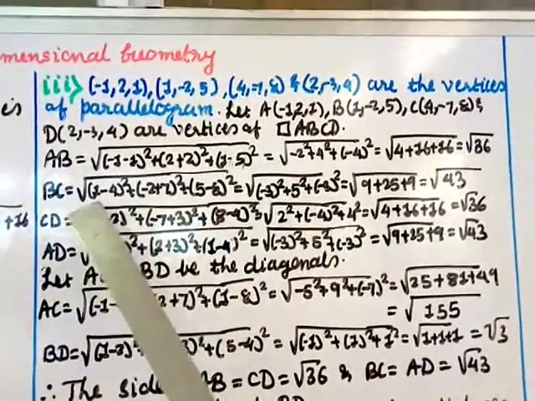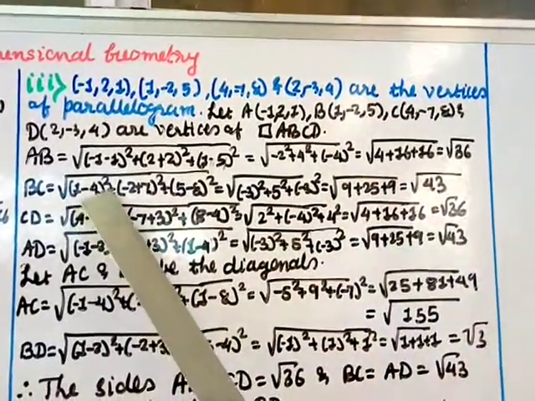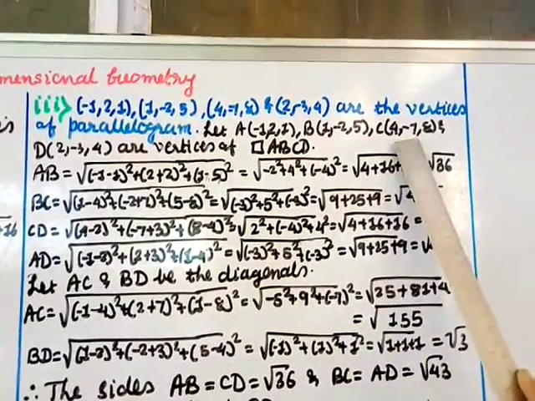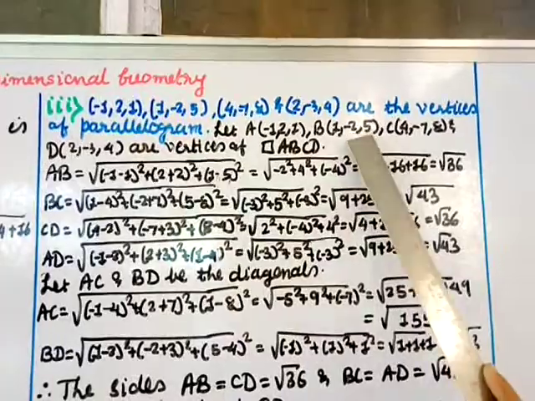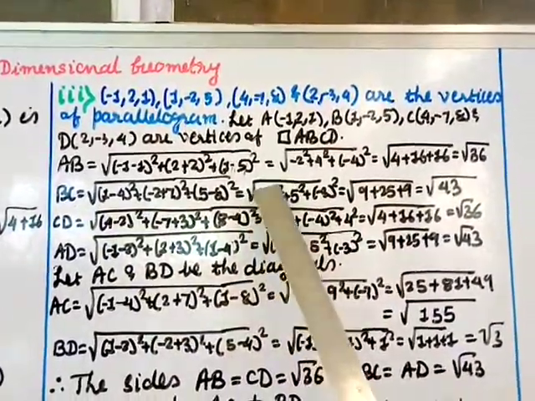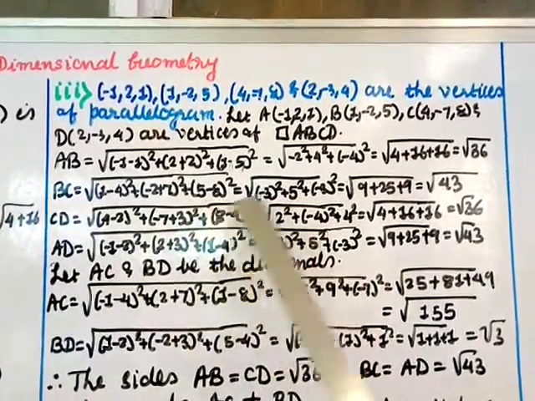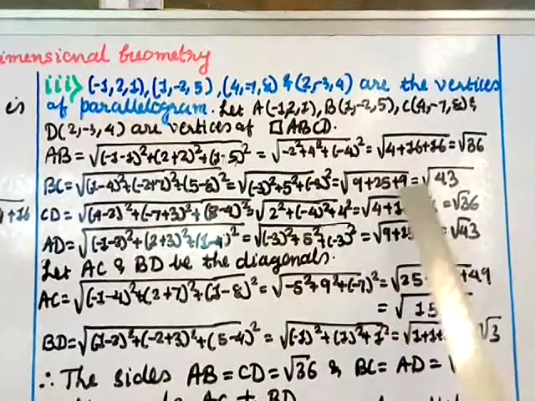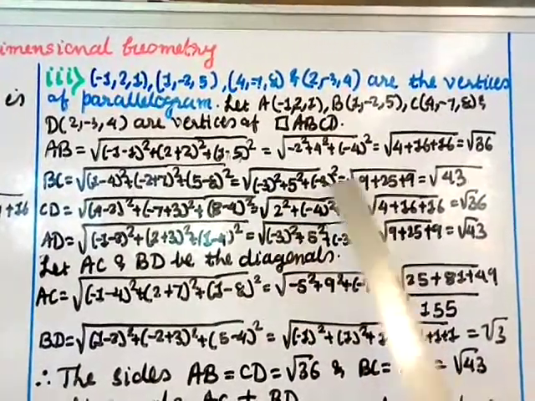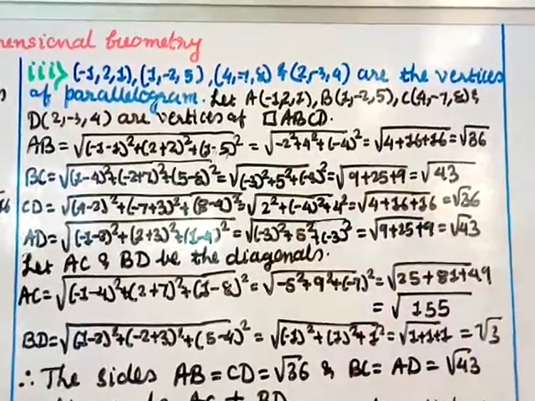Then BC equal to, this is B and C, under the square root, (1 - 4) whole square plus (-2 + 7) whole square plus (5 - 8) whole square, equal to, under the square root, -3 square plus 5 square plus -3 square, equal to, under the square root, 9 plus 25 plus 9, which gives you root 43.